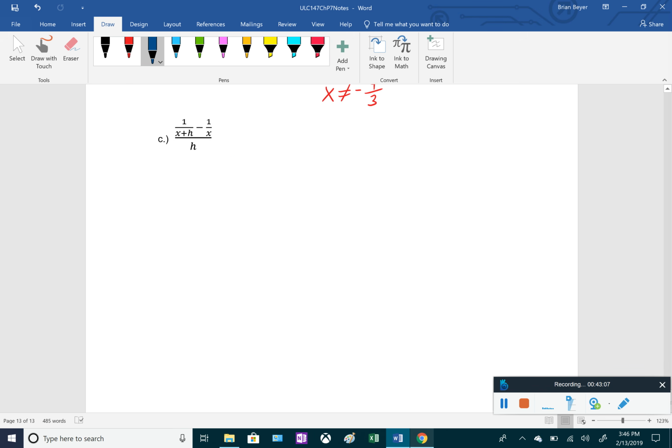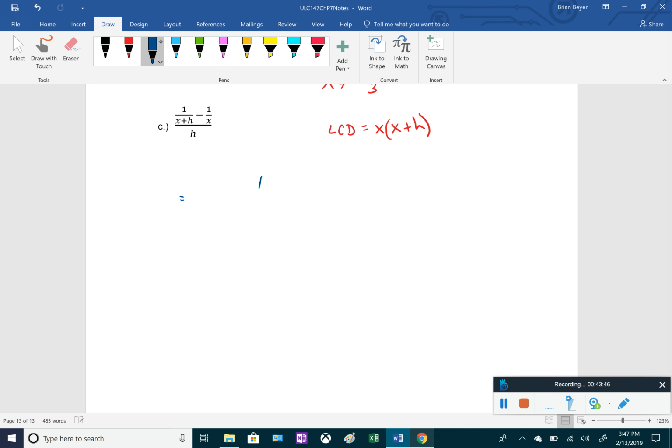Okay, and one more here. We have 1 over x plus h minus 1 over x, all divided by h. So let's see, the LCD for this one. We have two main denominators that are not 1. We have x plus h and x. The h denominator has a smaller denominator of 1, so we don't need to even worry about that. So our LCD is going to be x plus h times x. I'm just going to rewrite that. So it's first, it's going to be x times x plus h.